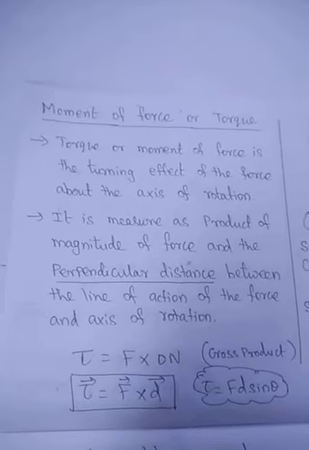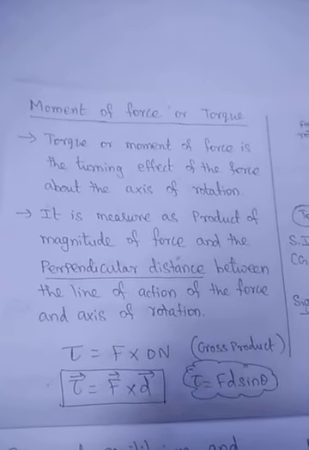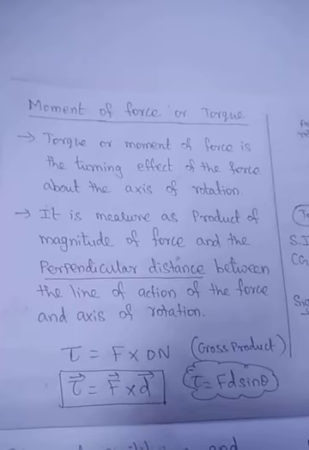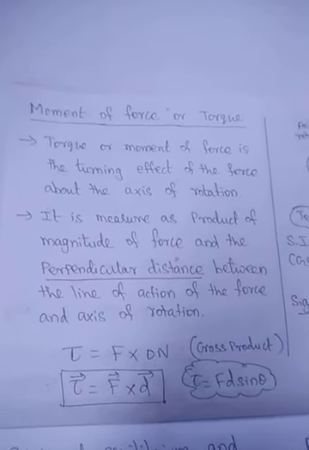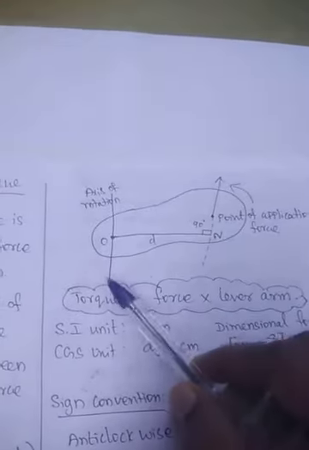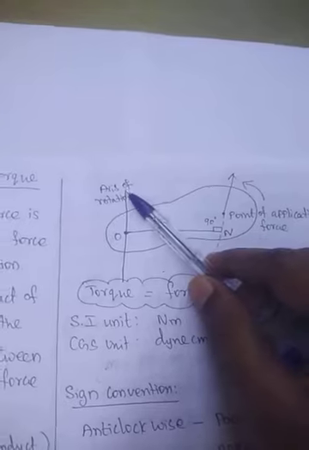Moment of force or torque. A torque or a moment of force is a turning effect of a force about an axis of rotation. So what is the axis of rotation? Let us see, this is a body. So this line is an axis of rotation.